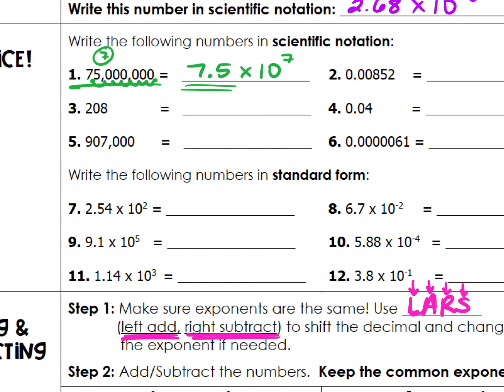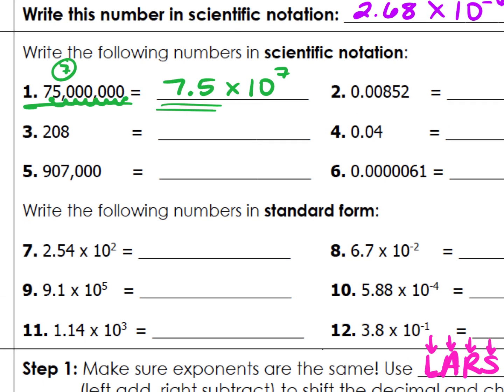Okay, so it looks like we're doing a good job so far. What did you do on number 3? Moved over 2 spaces to the left. 2 to the left, so 2.08, which is times 10 to what power? The second power, the positive second. So you made your number smaller. 2.08 is smaller than 208, which means your exponent got bigger. Okay?